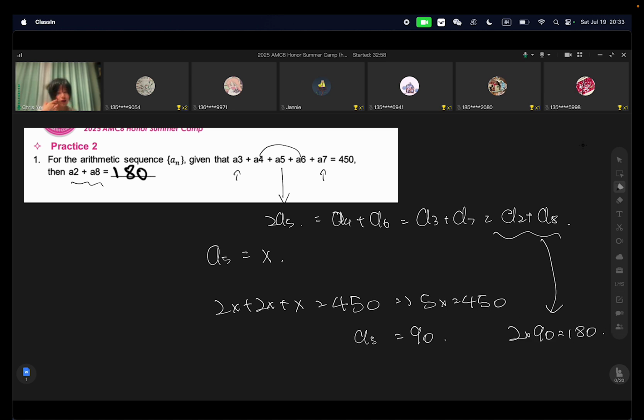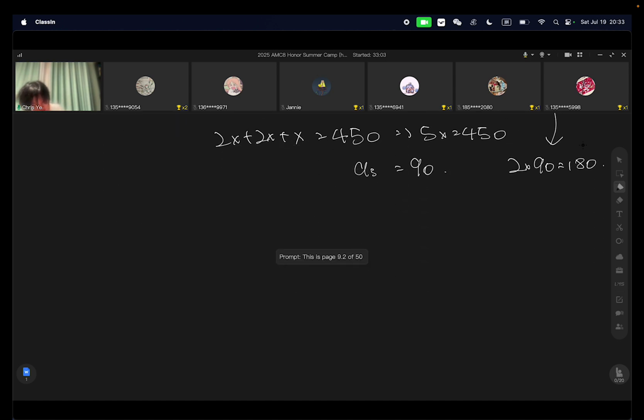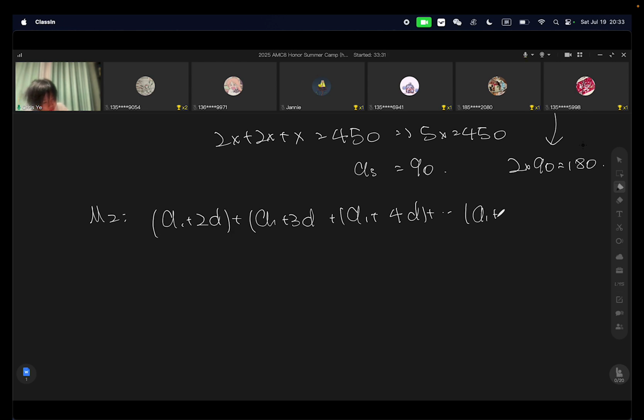And there is also a second way to solve it. The second way is just using A1. So let's say that A3 is going to be A1 plus 2D, and A4 is going to be A1 plus 3D. So we have A1 plus 2D, A1 plus 3D, 4D, all the way to A1 plus 6D.